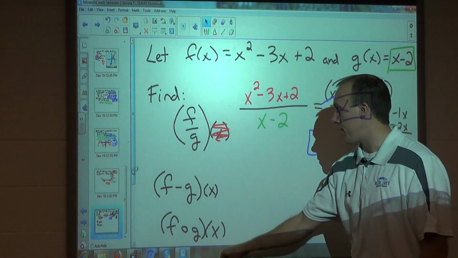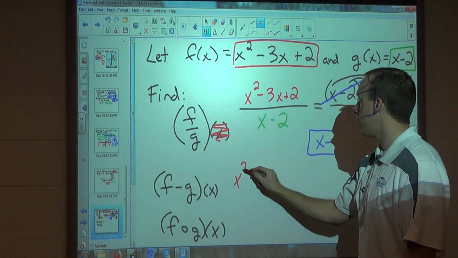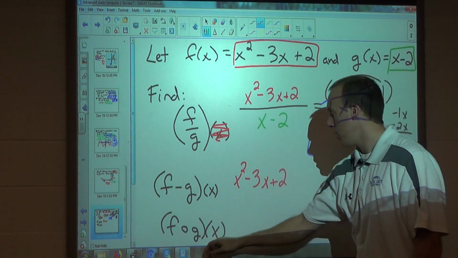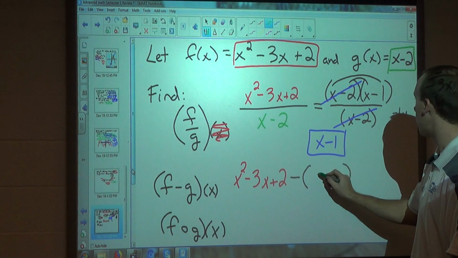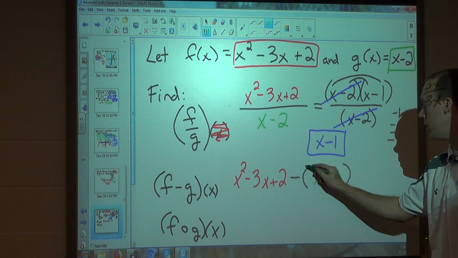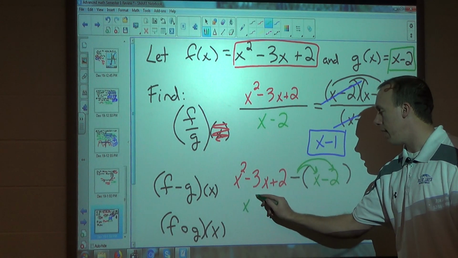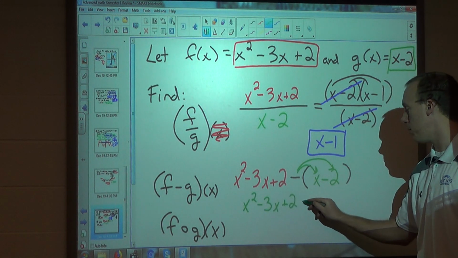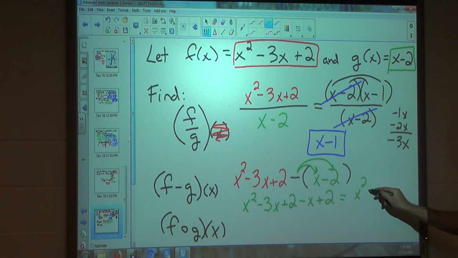Next one here we got f of x minus g of x. So the f function, which is in red here, x squared minus 3x plus 2, and we're going to minus. Now here's the key thing you have to remember: the g function, which is x minus 2. On the review I said to remember it, but I forgot to actually distribute. So I need to distribute that into here and here. So now x squared minus 3x plus 2 minus x plus 2, which gives me x squared minus 4x plus 4. And there's no more like terms, so I'm done.